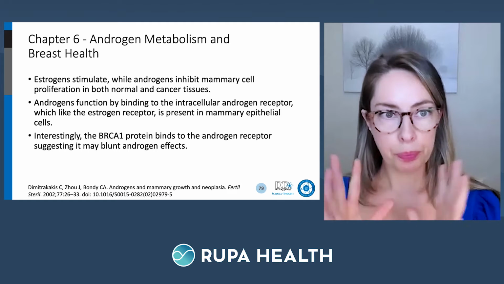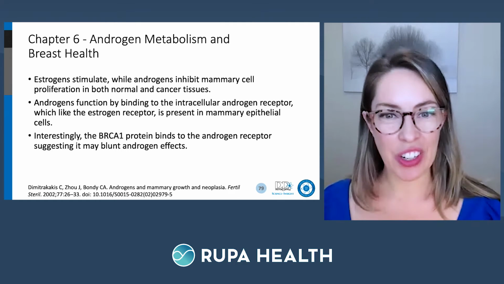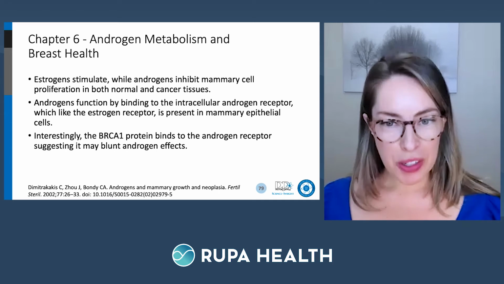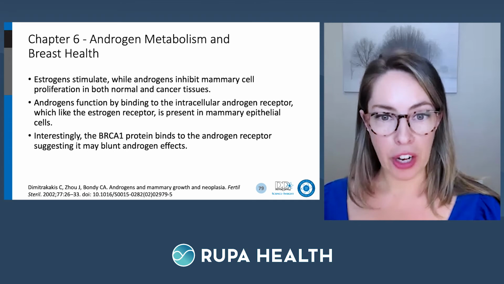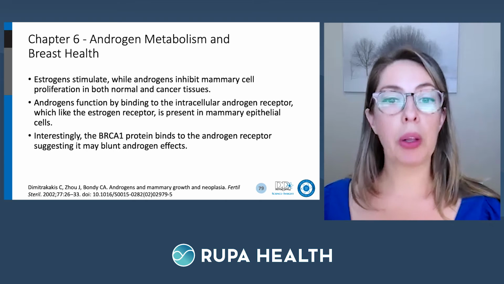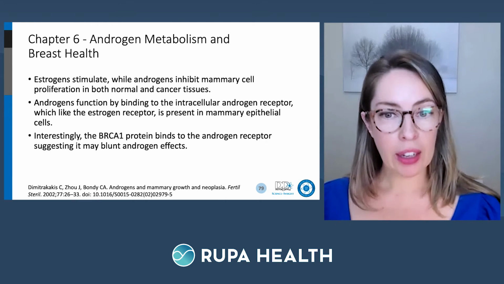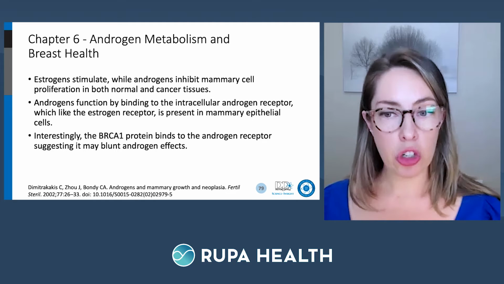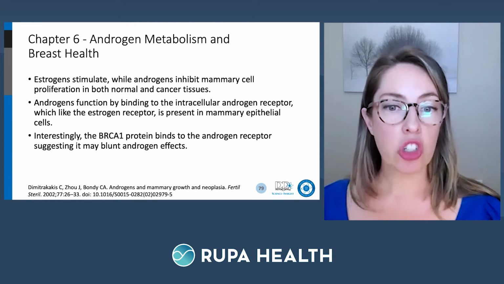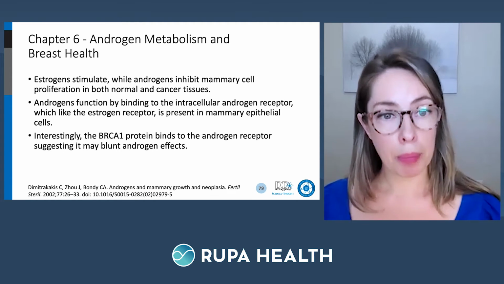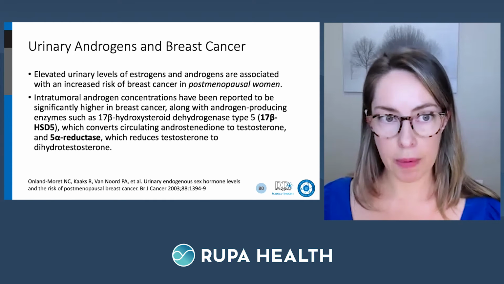Androgen metabolism. We've got these and the corticoids, and then we'll look at the treatment, okay? Estrogens stimulate, androgens are inhibitory to cell proliferation, and this is happening in both normal and cancer tissues. Interestingly, the BRCA1 gene's protein binds to the androgen receptor. So it suggests that it may be blunting the androgenic effects and may be part of the reason that it increases the risk of breast cancer.